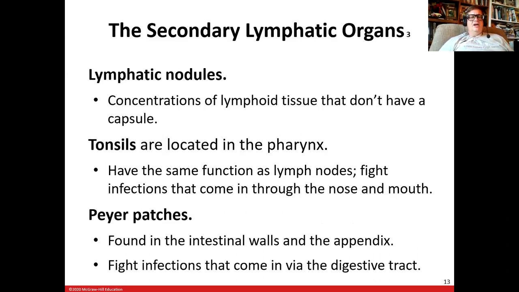So lymphatic nodules are like a lymph node, but without a capsule around them. And you have those in different spots in the body's tissues. Tonsils are here in the pharynx. Actually higher up there, but in the pharynx we have the tonsils, and they have the same function as a lymph node. They do the same thing.